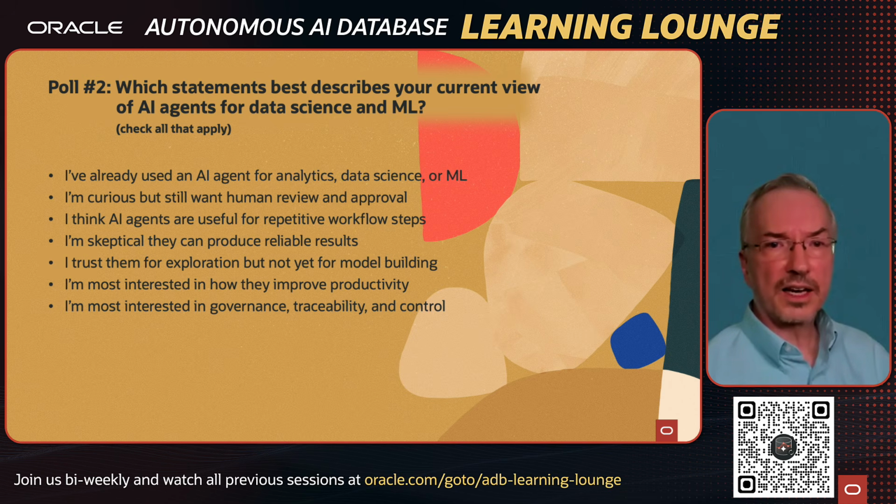So it looks like we're coming in at about 50% that think that AI agents are useful for repetitive workflow steps. It's a decent showing. About 43% curious but want human review and approval. Certainly makes sense. We can't necessarily always trust what LLMs are producing. I'm most interested in how they improve productivity. We're here at about 46% for that. And indeed, that is a major benefit of AI agents.